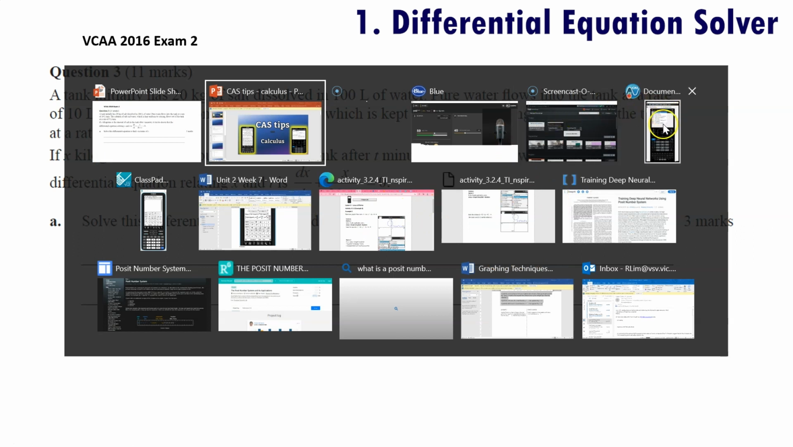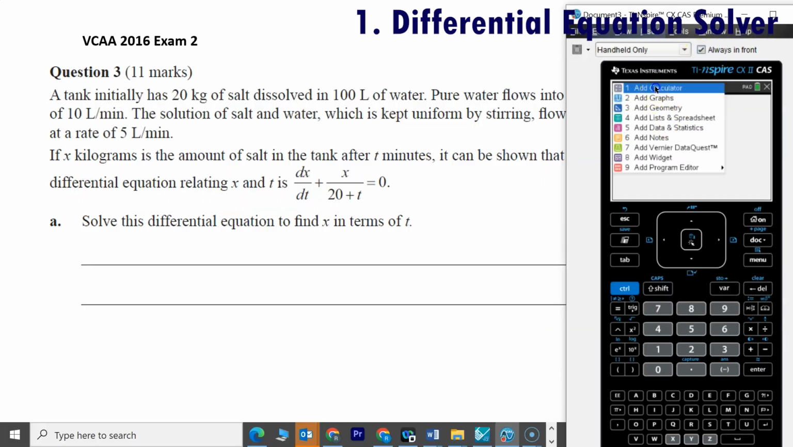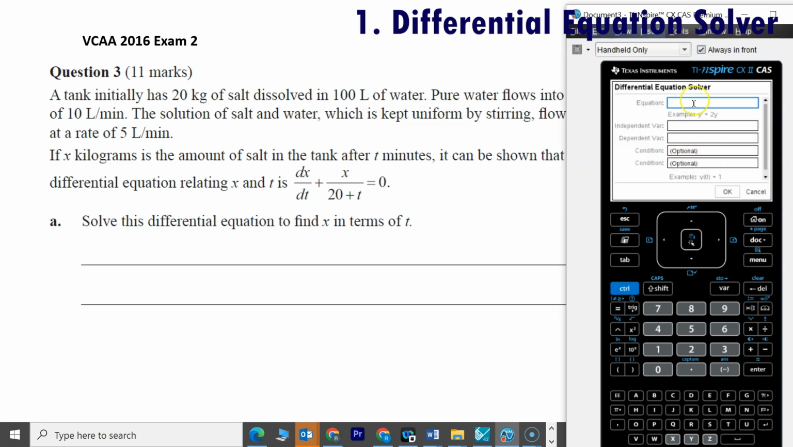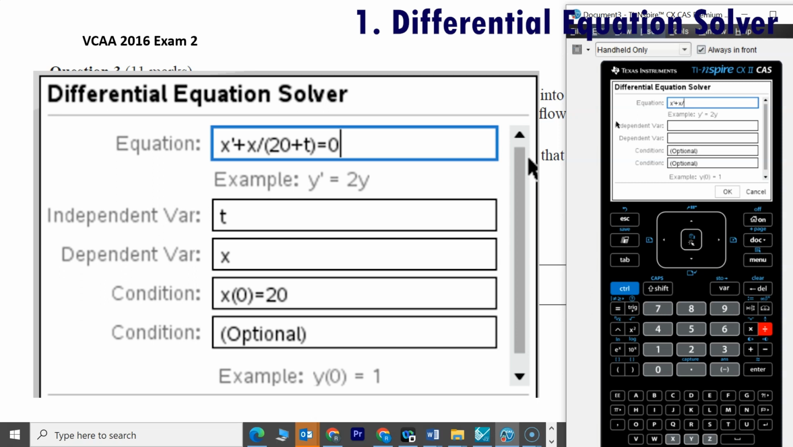I'll do it on the TI-nspire first. Menu, calculus. We've got to scroll down to differential equation solver. Okay, so we type it in: dx/dt, we're going to type in as x dash plus x divided by 20 plus t. You can't really use the fraction template in here. We could inside the calculator page, and I'll show that in a minute, but for now it's x dash plus x over 20 plus t equals 0.